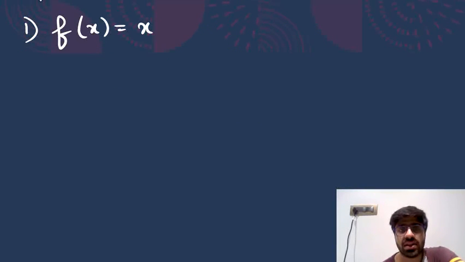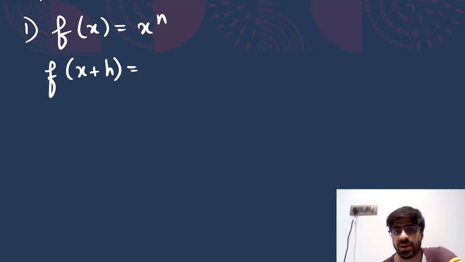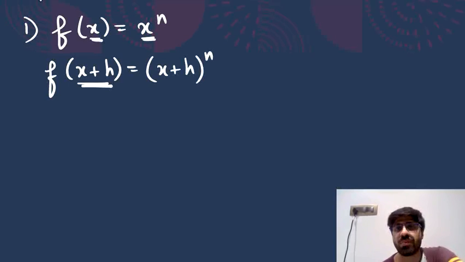F of x is given as x power n. To find the derivative, we need to apply the first principles method, and in the first principles method, we need the value of f of x plus h. If I replace x with x plus h on the left hand side, we will have to replace x with x plus h on the right hand side also. So f of x plus h would be x plus h the whole power n.